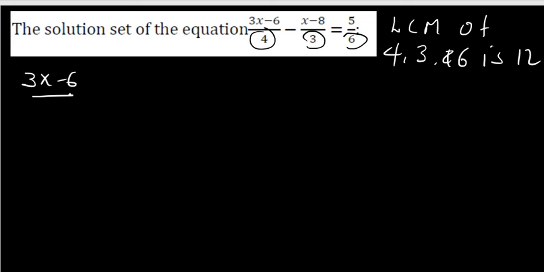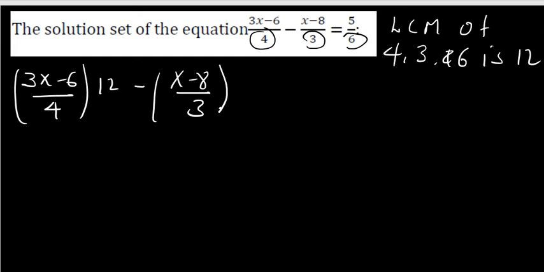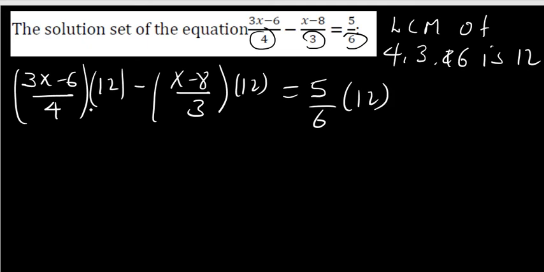3x minus 6, the whole over 4, will be multiplied with 12, minus, again, x minus 8 over 3 will be multiplied with 12, is equal to 5 over 6 also multiplied with 12, because the LCM of the three denominators is 12. Okay, let's do it. By 4, 1, this by 4 will be 3. So what is left? 3 in bracket, 3x minus 6 left here.